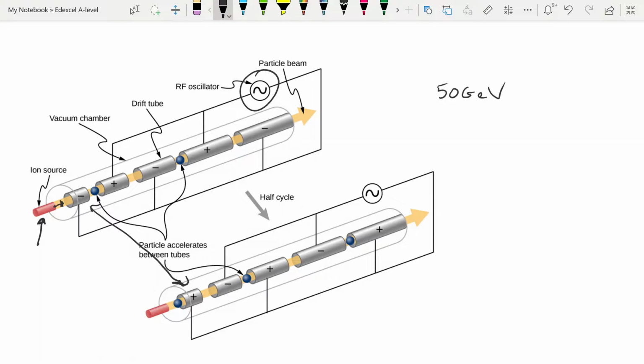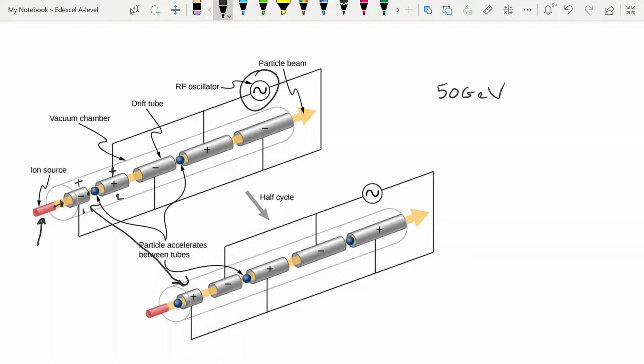When it reaches the other end of the tube, the polarity of the supply switches. And so that one was positive to start. This one will become positive as the electron comes out of tube 1 and is accelerated towards tube 2. And that just repeatedly happens over and over again. It drifts inside the tube, and as it emerges from the other side of the tube, the next tube along becomes oppositely charged so that it's attracted across that gap and accelerated.